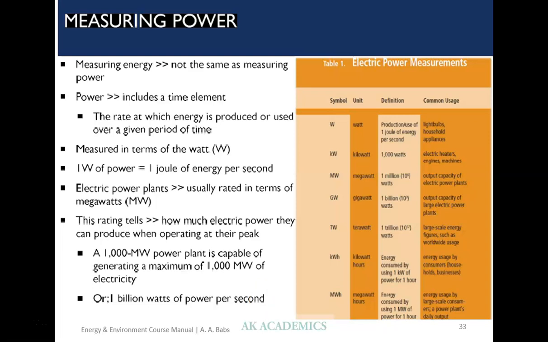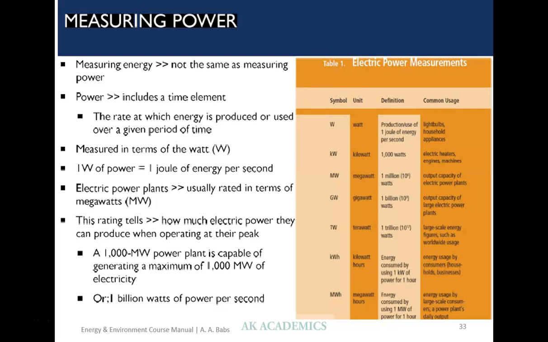Power is measured in terms of watt, while energy is measured in watt hours or kilowatt hours. 1 watt of power is equal to 1 joule of energy per second. Electrical power plants are usually rated in terms of megawatts or kilowatts, but most times megawatts.